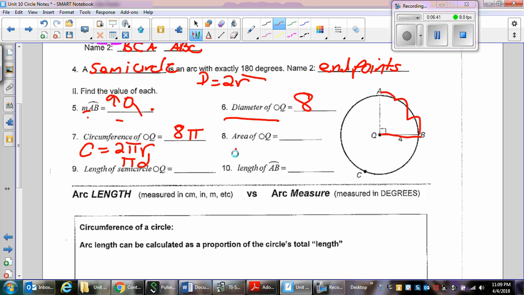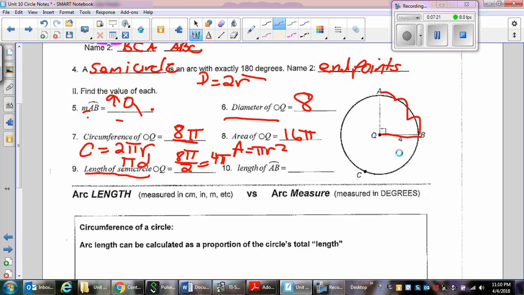Okay, area of the circle is pi radius squared. I already know the radius is 4. 4 squared is 16. So the answer would be 16 pi. When it comes to the length of the semicircle, I know the whole length is what? 8, right? The whole length of the whole thing is 8. If I'm looking for a semicircle, then I have to do 8 pi divided by 2, right? Because I'm looking for half. So this is going to be 4 pi.